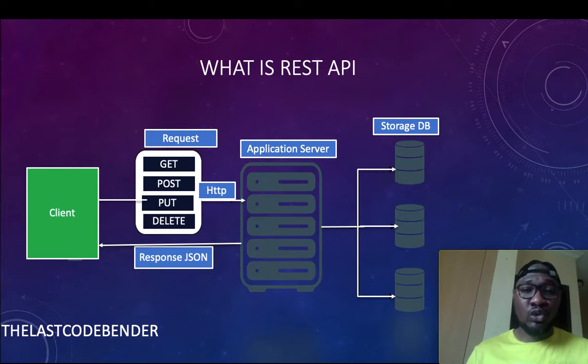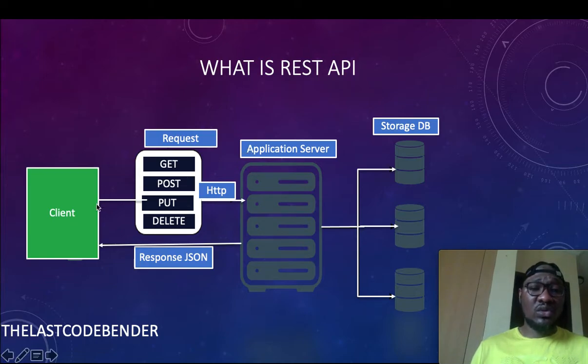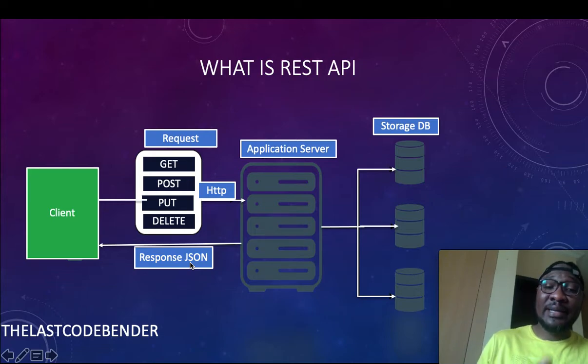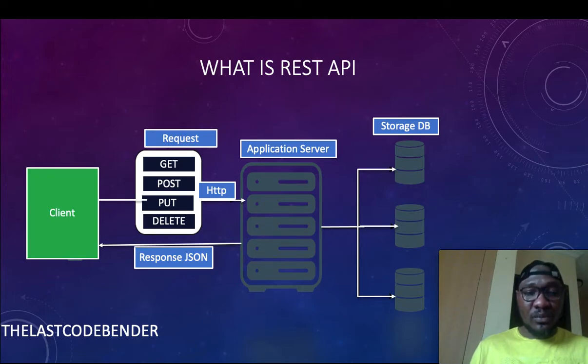So, for example, using the diagram below to explain it, let's say this is our client. A client can make a get, post, put, and delete request to our application server, and then our application server will get the user request, process it, and send the user back a response with the result. And the response is in JSON format.